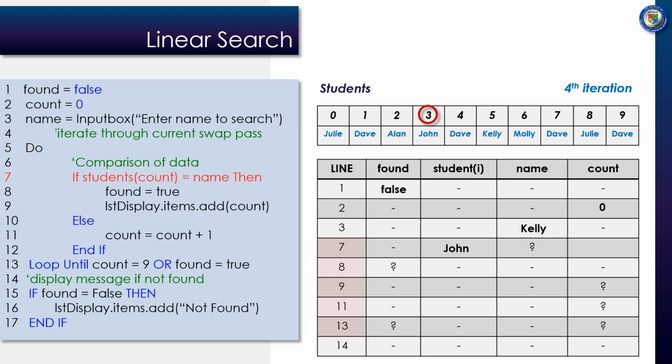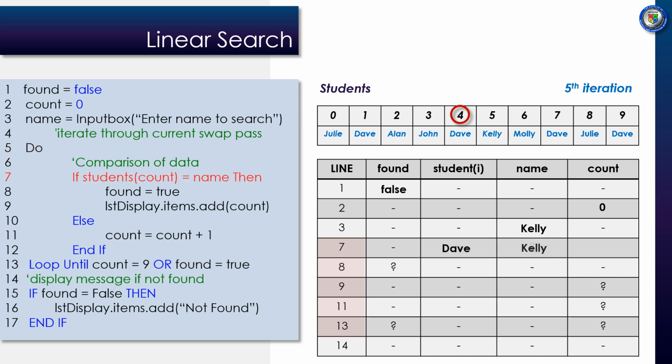Student I will be John in this case, as our counter is equal to 3. Looking for Kelly, again found is still false. Count at line 9 is 3. Line 11 we increment to 4. Count is at 4 and we're still at false, therefore we go back round the loop. We have not met any condition within that conditional loop, therefore we go back round the loop.